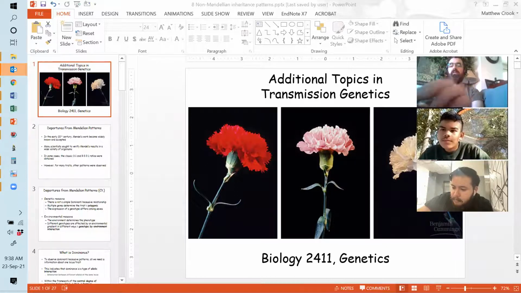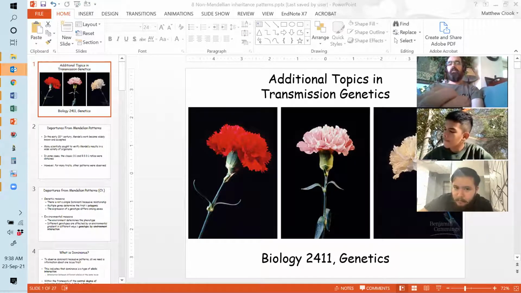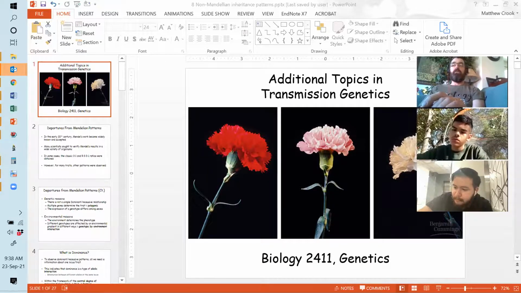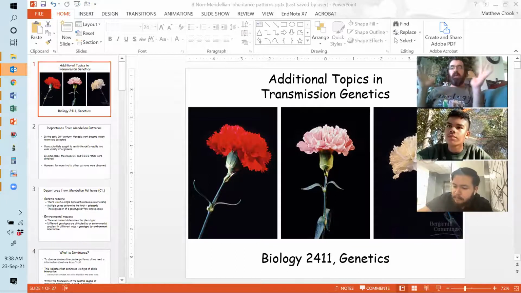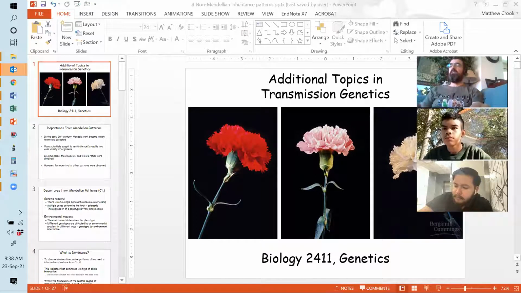We have differences in dominance, and that also is a matter of scale too, right? So a lot of what we're talking about with non-Mendelian inheritance depends on the scale at which you're looking at it, right? Some things appear very simple when you zoom out and look at it on the larger scale, and it gets much, much more complex as you zoom in towards the cellular and molecular scale.